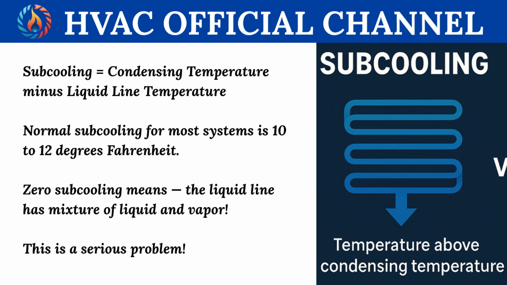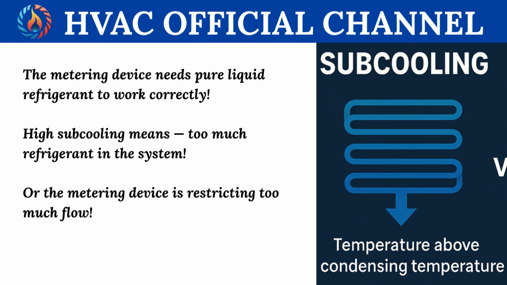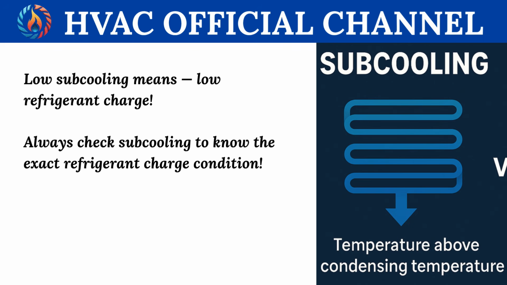Zero subcooling means the liquid line has mixture of liquid and vapor. This is a serious problem. The metering device needs pure liquid refrigerant to work correctly. High subcooling means too much refrigerant in the system, or the metering device is restricting too much flow. Low subcooling means low refrigerant charge. Always check subcooling to know the exact refrigerant charge condition.